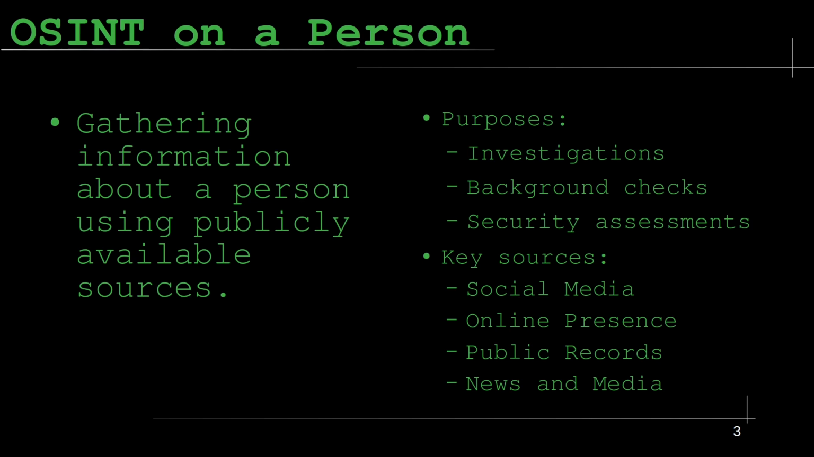Public records are another essential part of OSINT. Government databases, court records, and property ownership can provide a wealth of information about an individual's background and legal history. Lastly, news and media play a crucial role in OSINT. Monitoring news articles, interviews, and press releases can uncover valuable insights about the person's public activities and accomplishments.